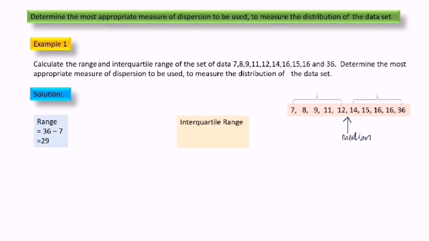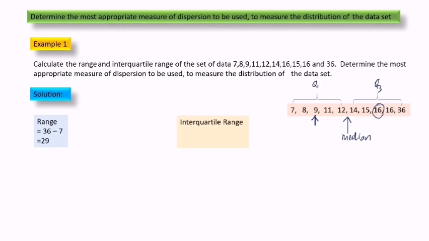The first quartile is the value of data in the middle position of the part of data before median. So first quartile is here, middle here. And where is third quartile? Third quartile is the value of data in the middle position of the part of data after median. So middle position is here. So this is the quartile.